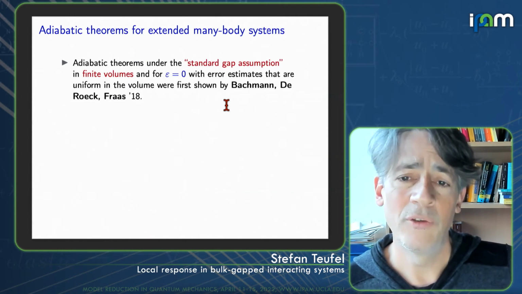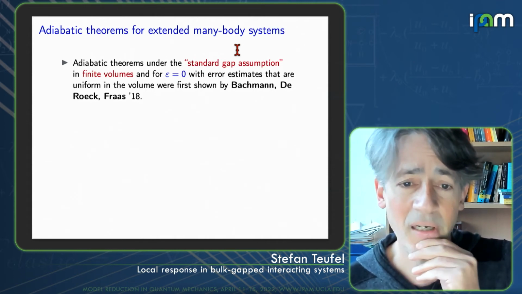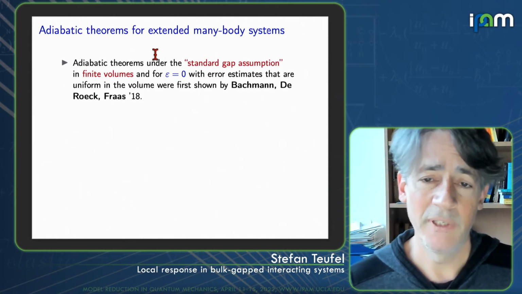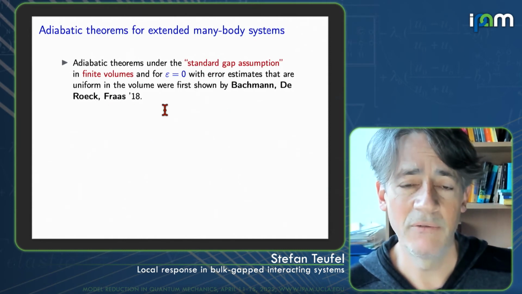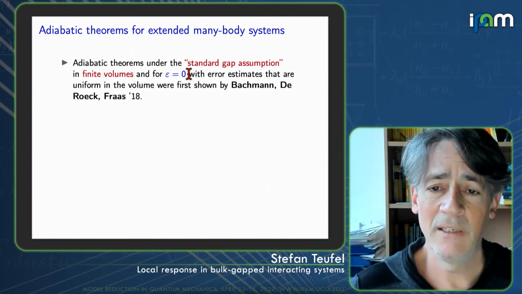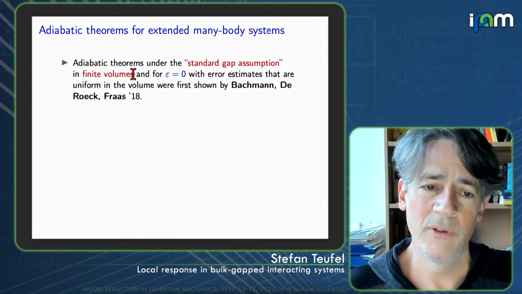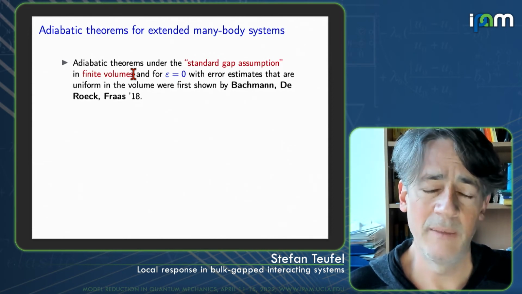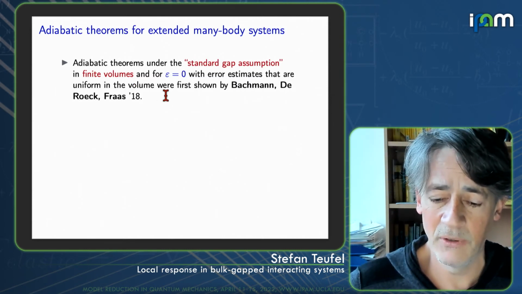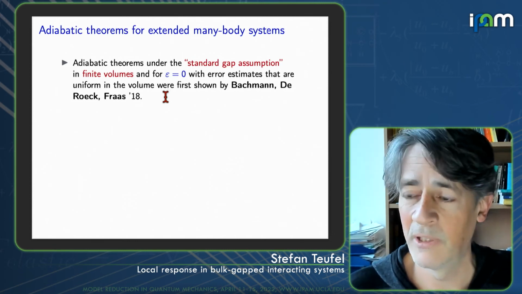So let me quickly mention that adiabatic theorems for such extended many-body systems have been out of reach until very recently. The first such adiabatic theorem for an extended system was proved by Sven Bachmann, Wojciech De Roeck, and Martin Fraas. They look at the case epsilon 0, so the standard setting of having a gapped ground state for a time-dependent Hamiltonian. They look at finite volume, but they were the first to be able to prove an adiabatic theorem for such systems with error estimates that are uniform in the volume. Because if you apply the standard adiabatic theorem to this setting, your error estimates would explode with the volume, so they would become worthless in the thermodynamic limit.